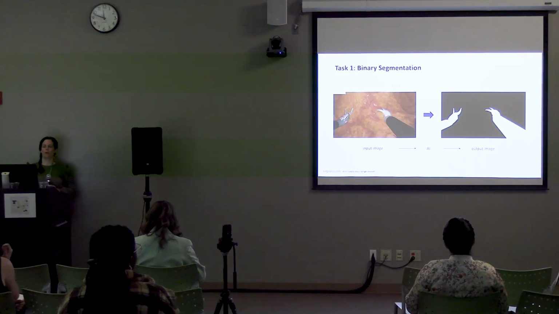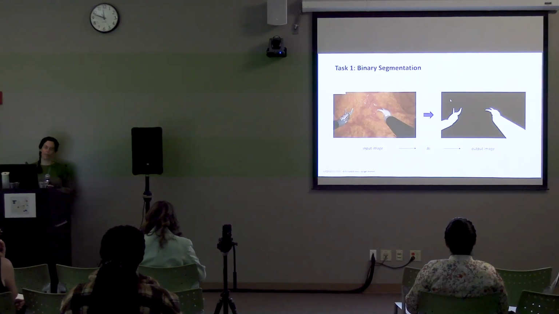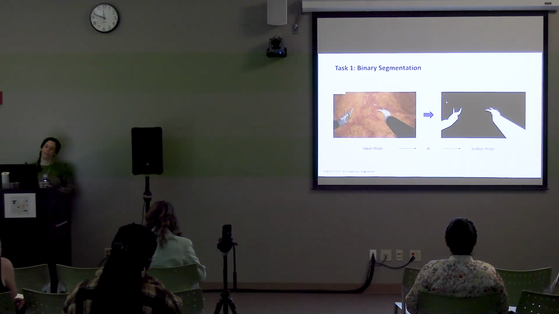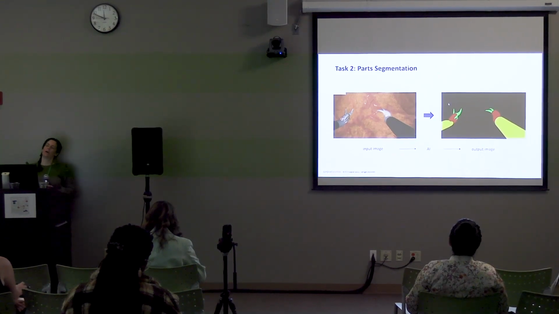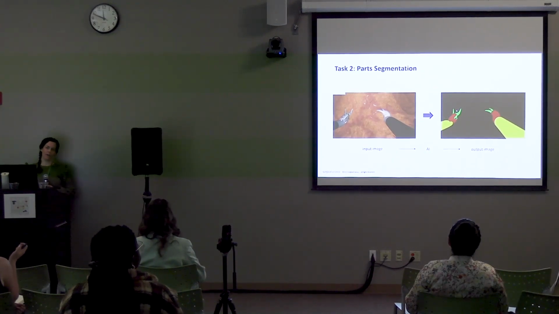Here's an example of how Task 1 binary segmentation would work. We feed the model an input image, and then it would output a prediction image. For the binary, it needs to figure out where the background is and where the instruments are. So an example of how the Task 2 part segmentation model would work. We feed the input image again, the same one. And then the model would need to predict and output not only where the background pixels are, but also the three different types of the instruments.